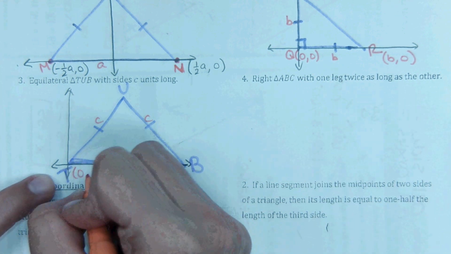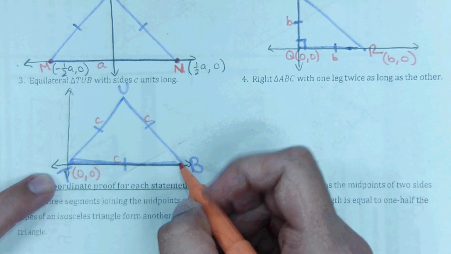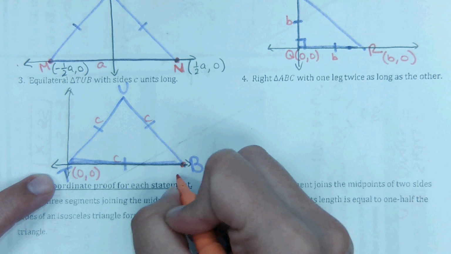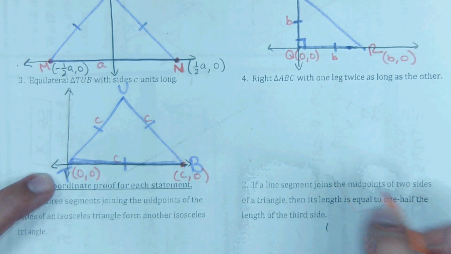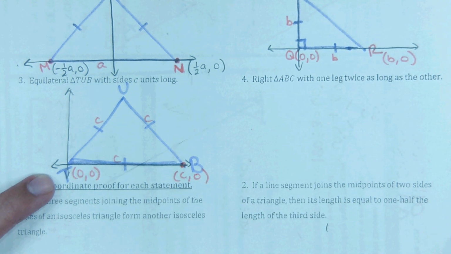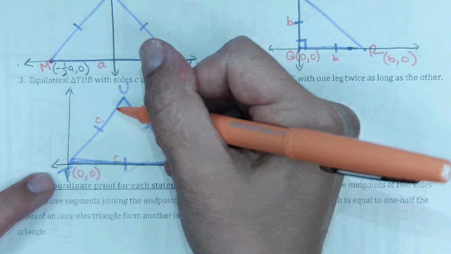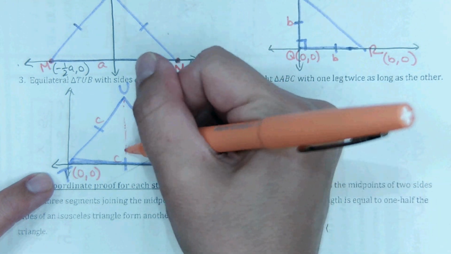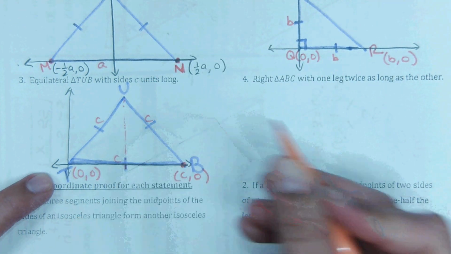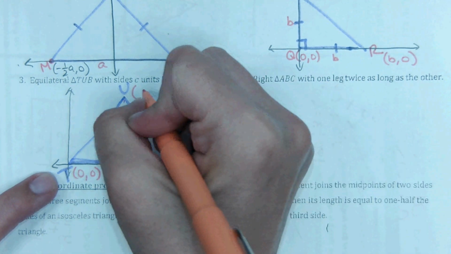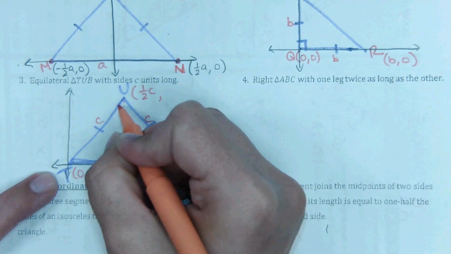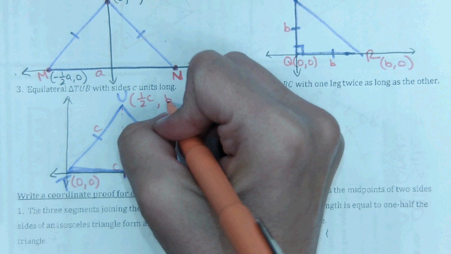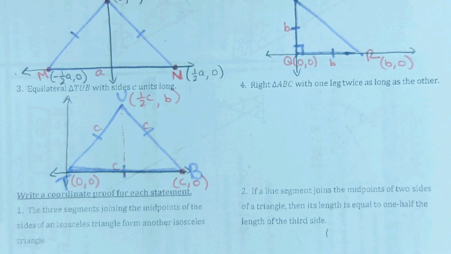Okay, so T, I can do that one easily. It's at 0, 0. Point B, this length is C, so it'll be C, 0. And then U, this happens sometimes when you have either isosceles or an equilateral. This is at the halfway point here. So the x value is actually 1/2 C. And then the height, we haven't learned that skill yet. We'll just keep it at B.